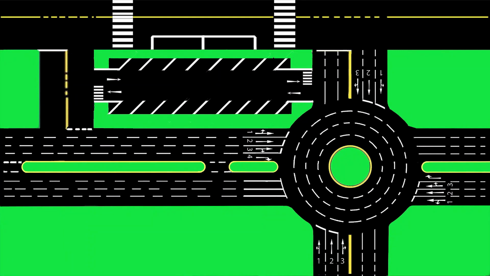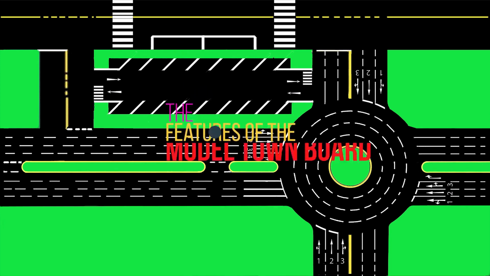The model town board is an example of a road network on a board. It is a simplified representation used to explain the types of roads found in major towns of Kenya and East Africa. Now, the model town board has several features.